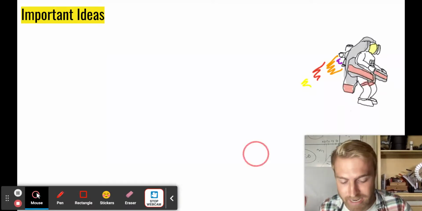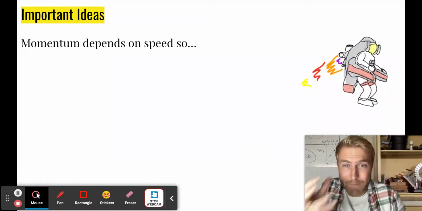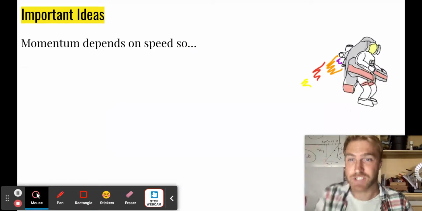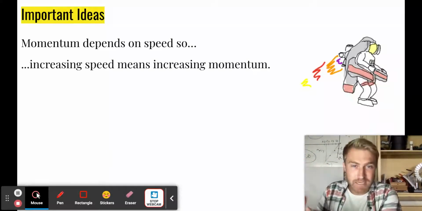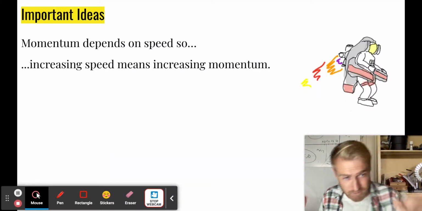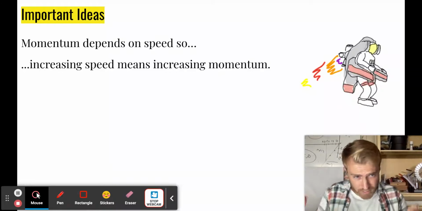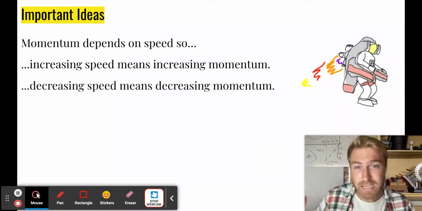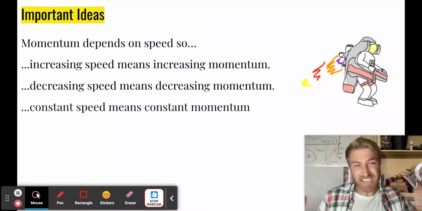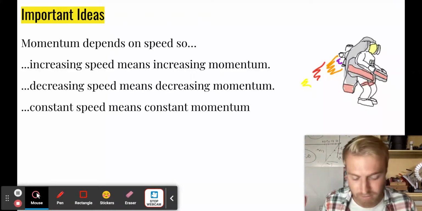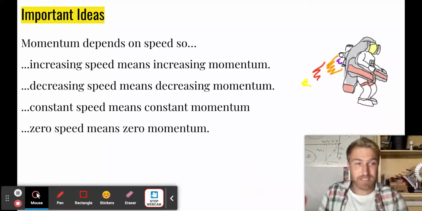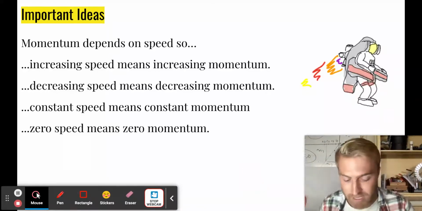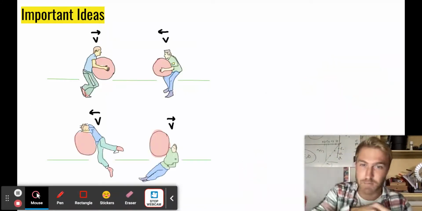Lastly, here's some important ideas. Momentum depends on speed. So, increasing speed means you're increasing your momentum. This little astronaut, if he hits his jets and he speeds up, he's going to increase his momentum. Decreasing speed means decreasing momentum. Constant speed means constant momentum, and a zero speed means zero momentum. Momentum depends on speed.